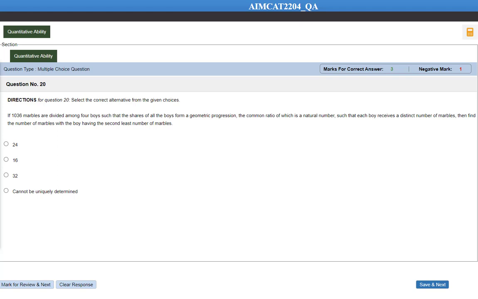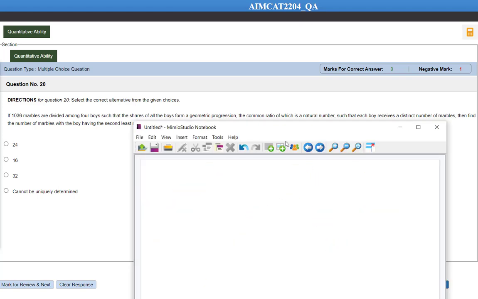Okay, so basically there are 4 terms in a GP. Their sum is 1036. So the sum is going to be a into r to the power 4 minus 1 divided by r minus 1. This sum is going to be 1036.